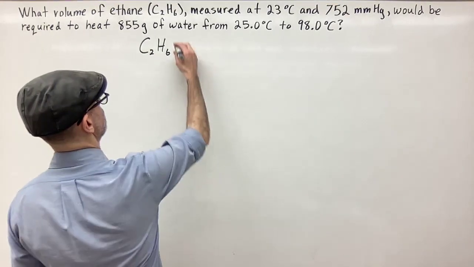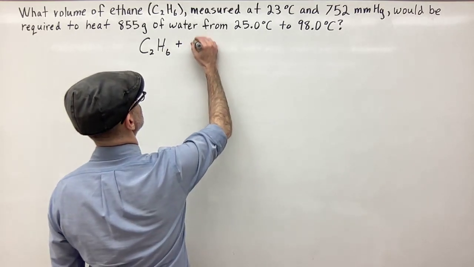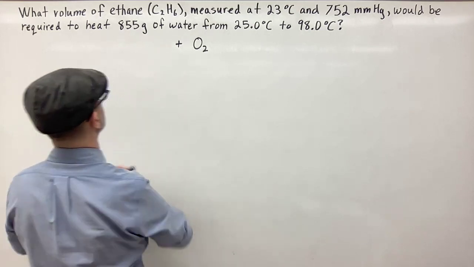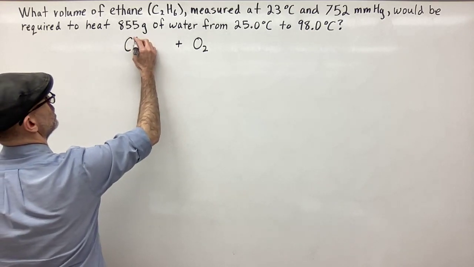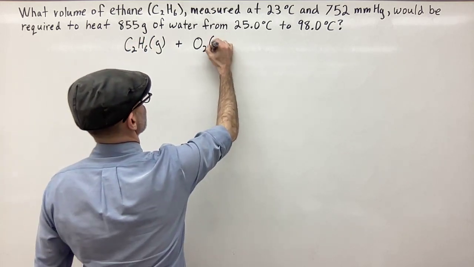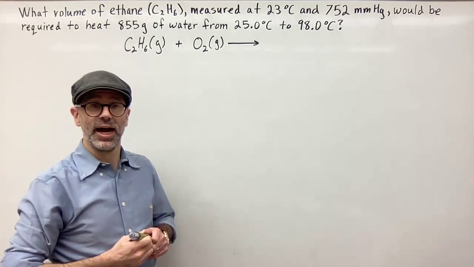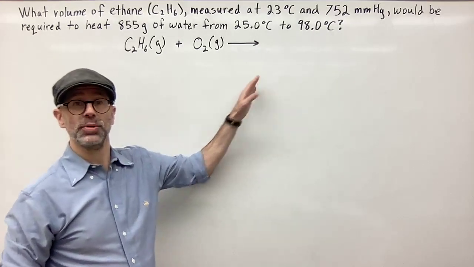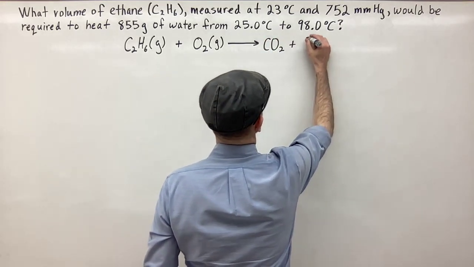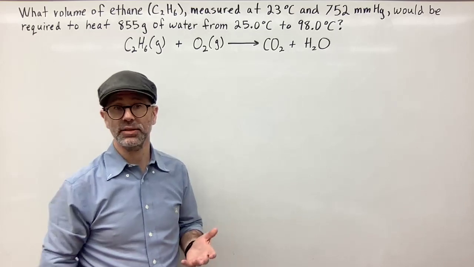Okay, so we know in any combustion reaction, the other reactant is going to be oxygen, O2. And so in this case, let me put the states of matter: C2H6 gas plus O2 gas. And in any combustion reaction involving a hydrocarbon, the products are assumed to be carbon dioxide and water, CO2 plus H2O. And that's because we always assume a complete combustion reaction.